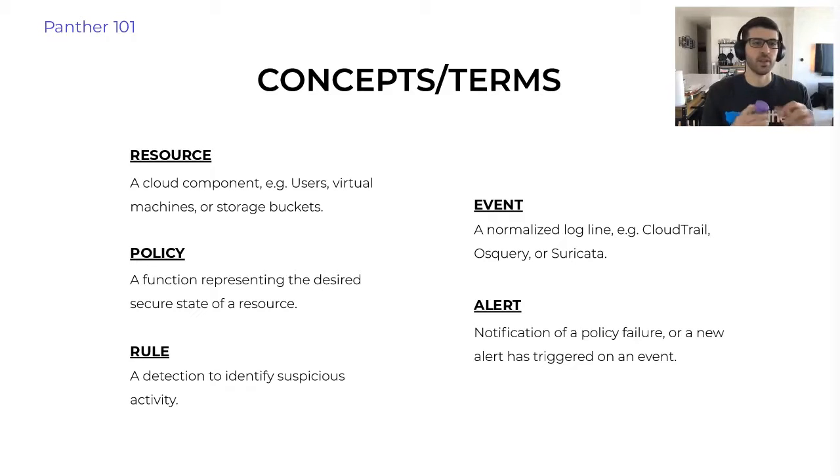Some terms I want to lay out before I get into the scenario. When I say a resource, I'm referring to a cloud component like a virtual machine or a user or an S3 bucket, something like that. Policies are functions representing the desired state of those resources. On the log analysis side, a rule is a detection function for looking at suspicious activity on events, which are this normalized log data that's come in from either your host, network, cloud sensors, anything. And finally, alerts are those things that we get at 3 in the morning when someone hacks into all our stuff. So moving on.